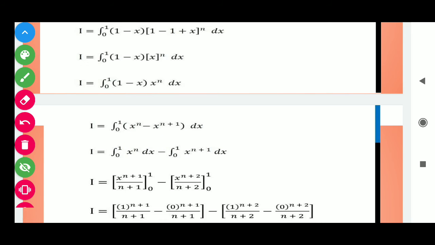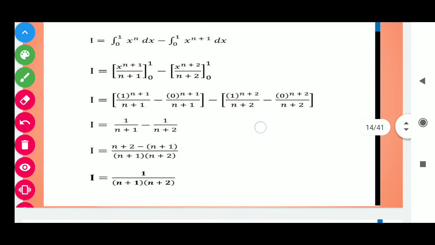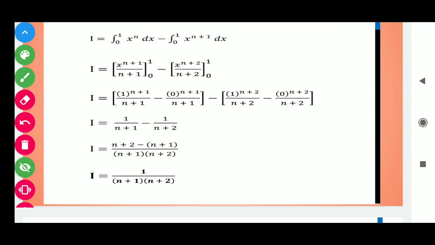Now integration of x raised to power n is x raised to n plus 1 divided by n plus 1. In the same way, integration of x raised to n plus 1 is x raised to power n plus 2 over n plus 2. Now students, put the upper limit minus lower limit. Okay, by putting these limits we get 1 over n plus 1 minus 1 over n plus 2. Now take the LCM to get the answer. In this way this is the required result.